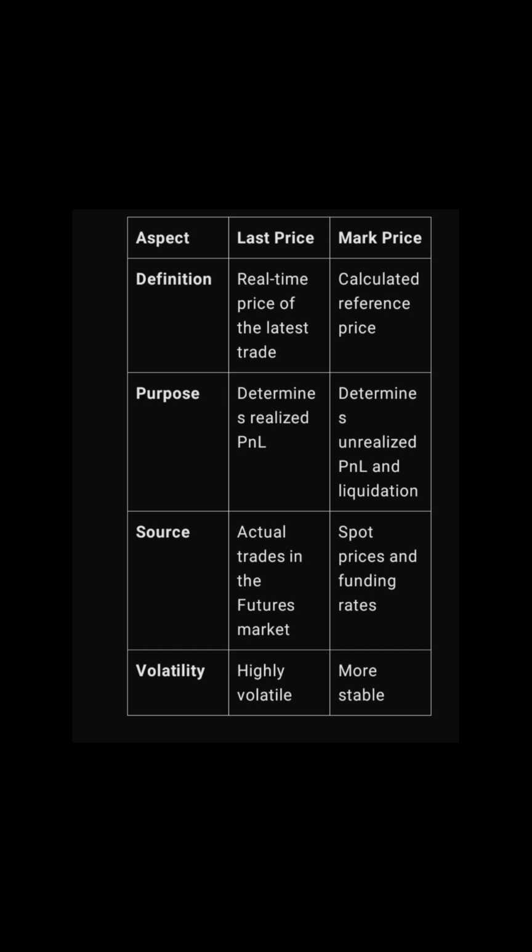When you visit a store, you go to the shopping mall. So this is the price that you see that people are actually paying. The mark price, on the other hand, is like the average price in the area, ensuring that the store's prices are fair and consistent with the market. If the store's price, that's the last price, suddenly spikes, the average price, which is the mark price, protects buyers and sellers from overpaying or losing money unfairly.